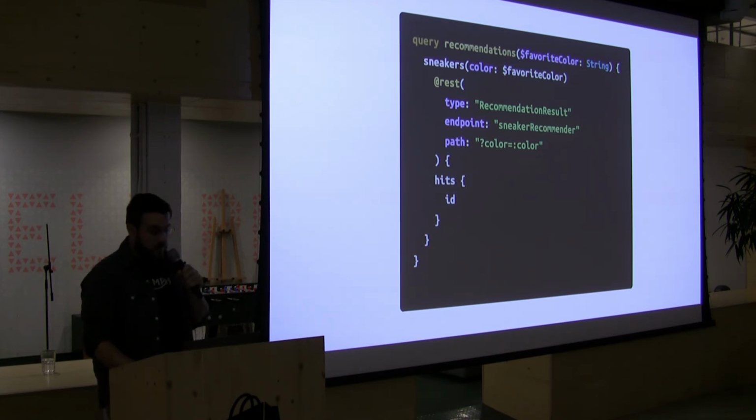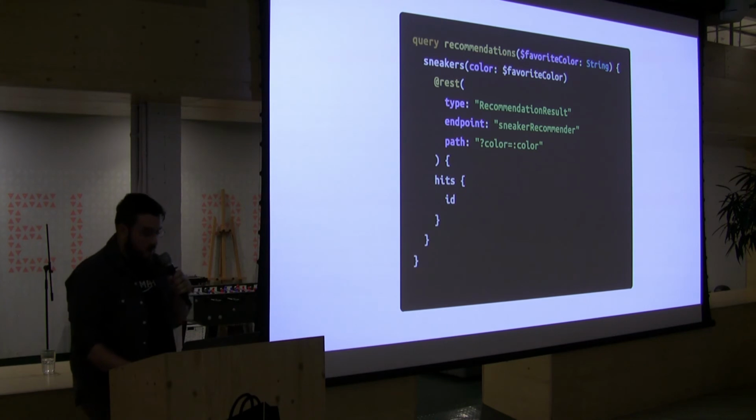So we can use REST directives at any depth of a query. This one is pretty much at the top. But once it's used, nothing nested in it can be anything other than data that is returned to us from that API. So in our case, we will have the hits array and then the IDs within that. The REST directive takes a type, endpoint, and path.